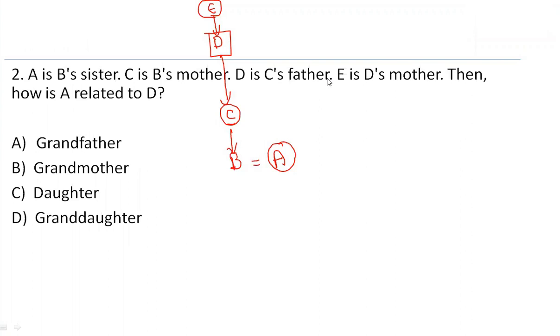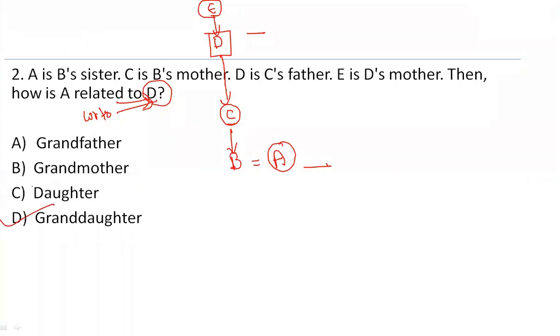Okay. So then how is A related to D? How is A related to D means, so where is A? A is here. Okay. Where is D? D is here. Okay. To D, A is how much? Related to or otherwise with respect to. How is A with respect to D? Or how is A related to D? That means from D, how is A? A is nothing but in the grandson, granddaughter generation, right? As A is a girl, she is nothing but a granddaughter, a great-granddaughter.